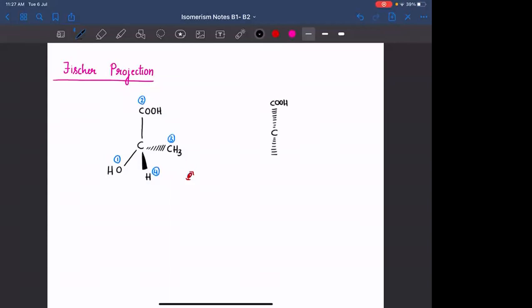And in this context, you are seeing it from here. These two are going away from you. These two are coming towards you. Okay. So COOH is one, the other group is OH. Then you have two bonds coming towards you. On one there is hydrogen and then you have CH3. Is that clear, everyone?